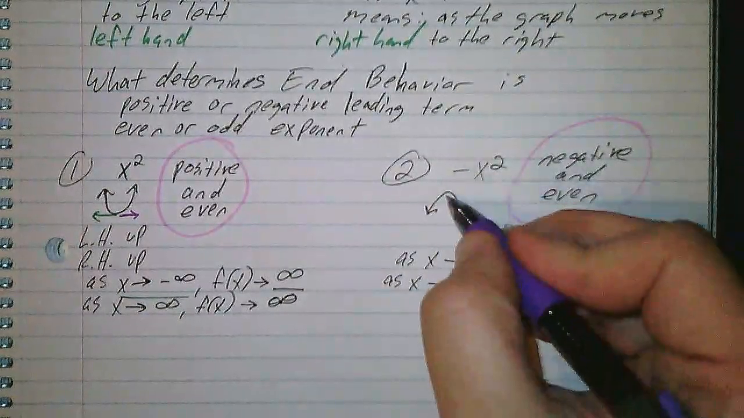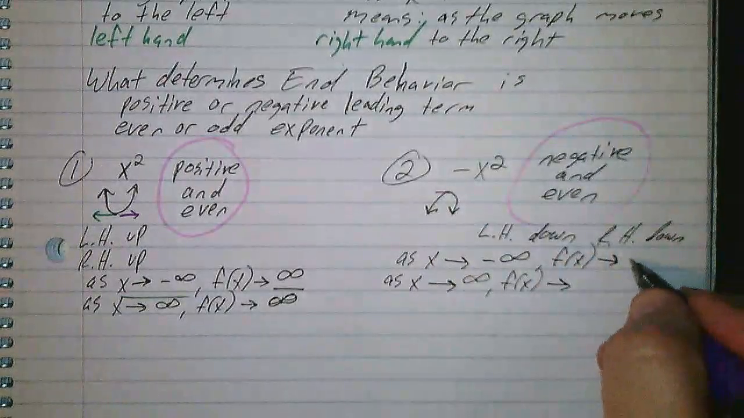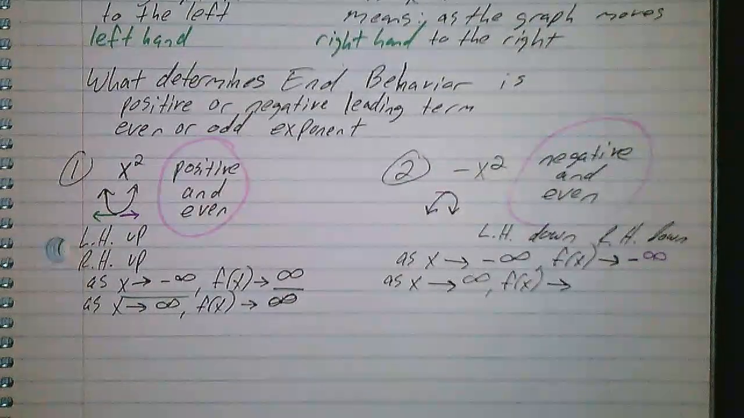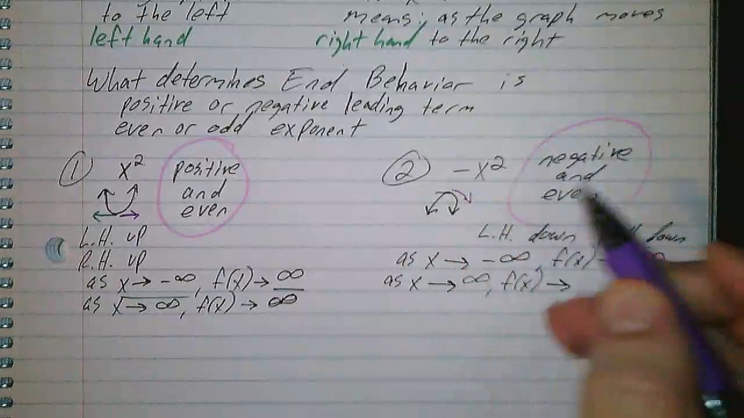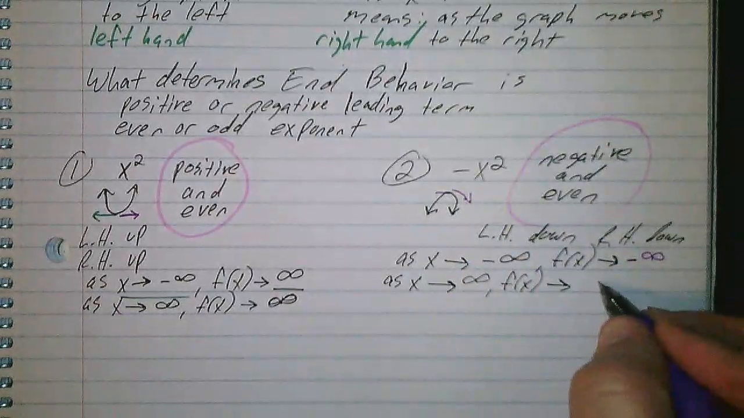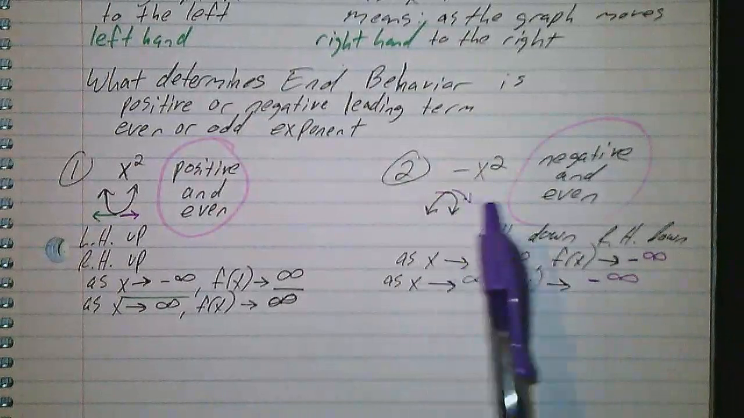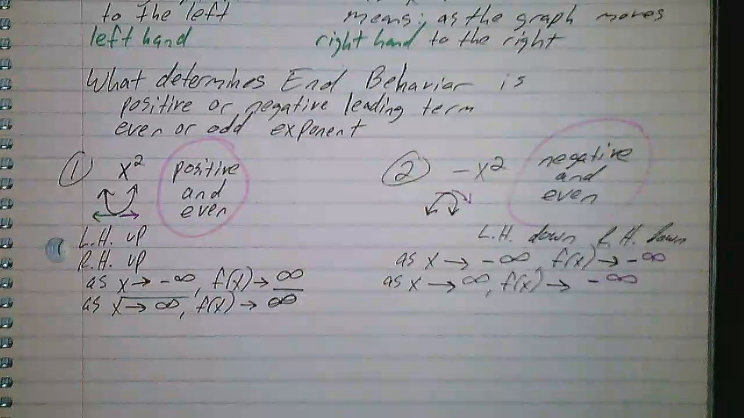As x approaches negative infinity, as we move to the left, the graph goes down. And going down means towards negative infinity. But also, as we move to the right, the graph goes down. So as x approaches positive infinity, y approaches negative infinity because the graph goes downwards.